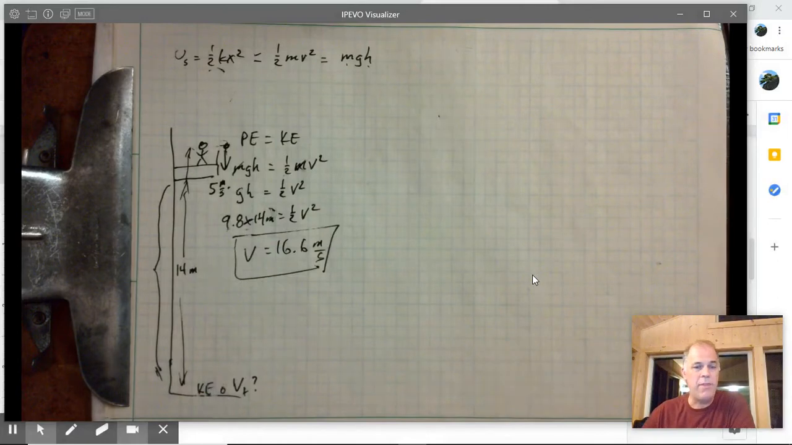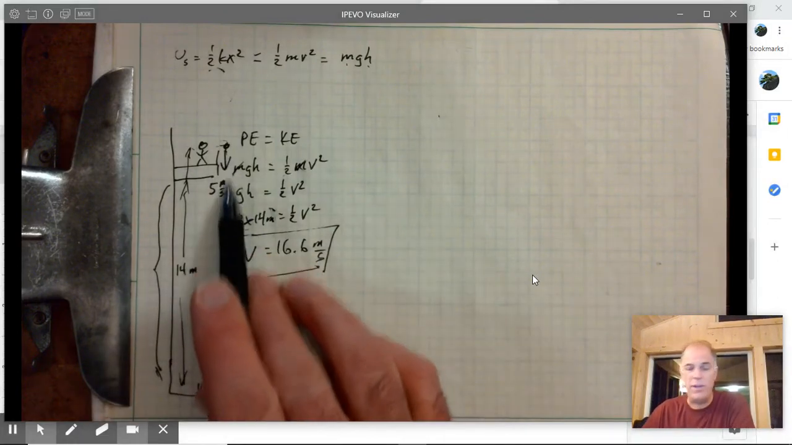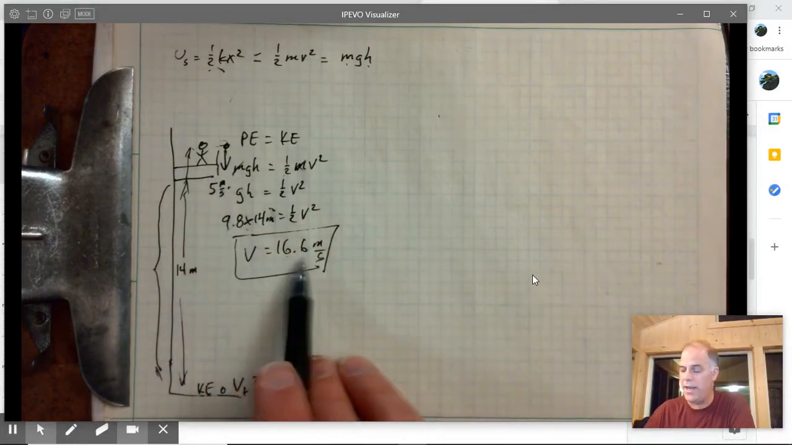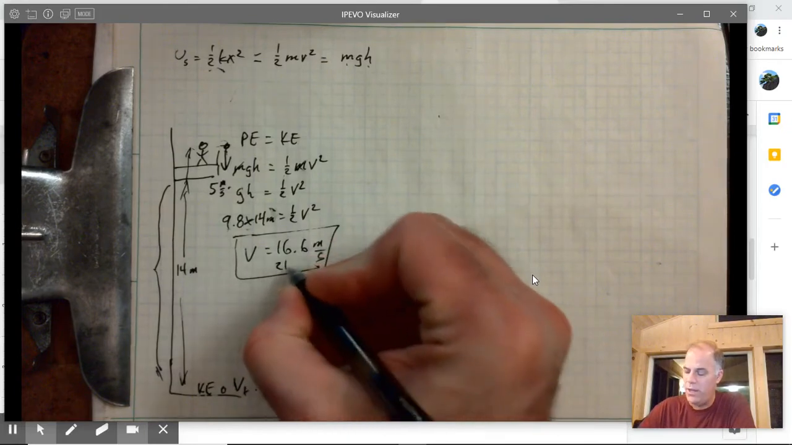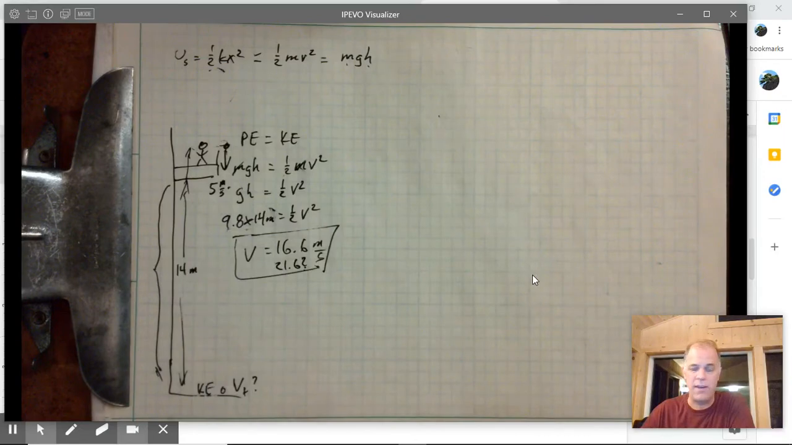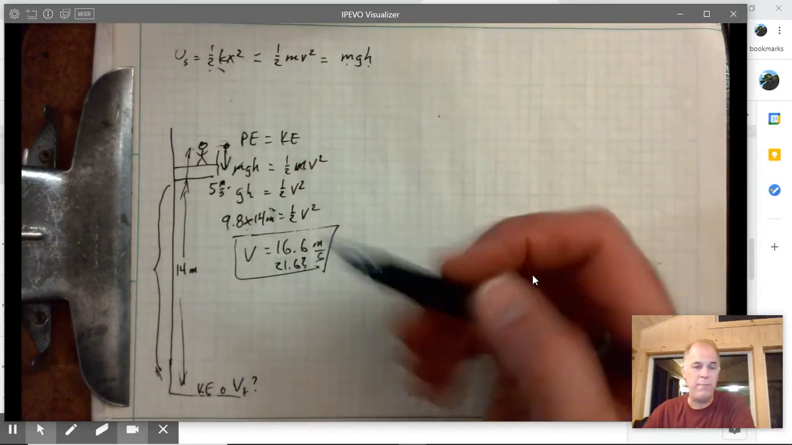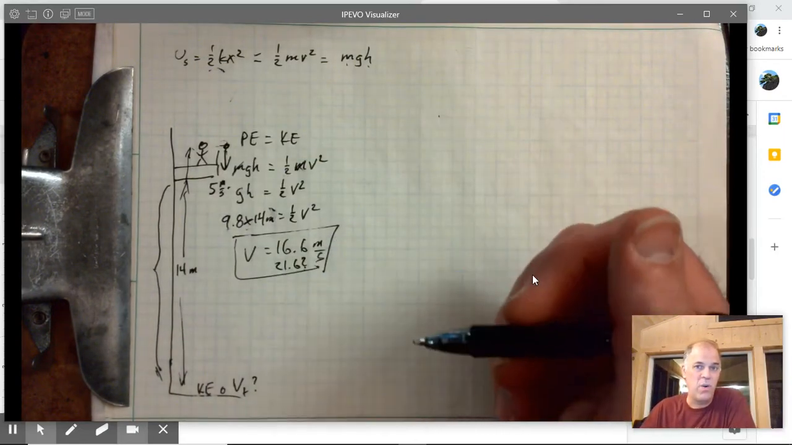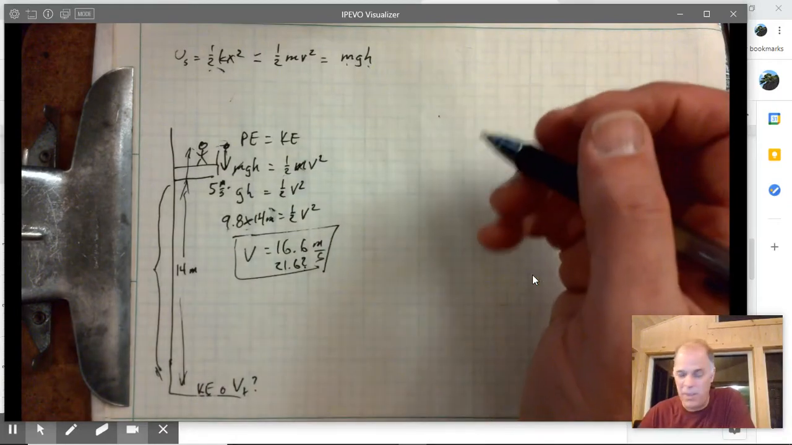And now you might think, well, okay, if it starts with 5 meters per second extra, it's probably just going to be an extra 5 meters per second. So it's going to be 21.6. Is that what it's going to be? 21.6 meters per second. 5 meters per second more at the top, 5 meters per second more at the bottom. What could go wrong? But let's check to see if that actually works.